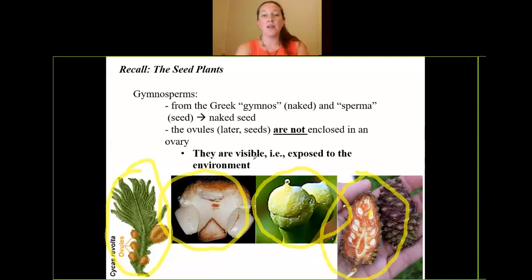But the point is here, all of these ovules are visible. Look, you can see this ovule. There it is. There's nothing covering it. It's right out there. There's another one, right? That's the point.